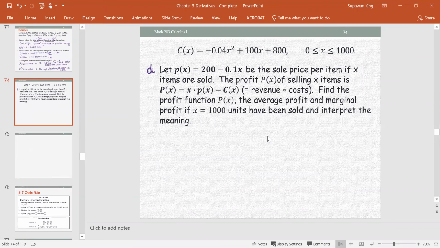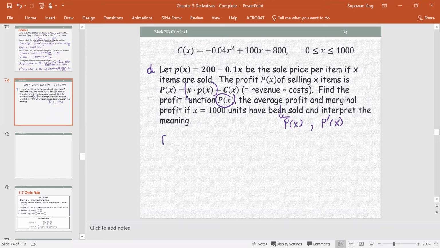In part D, let the price function P equal 200 minus 0.1x if x items are sold. The profit, represented by capital P of x, of selling x items is P of x equals x times the price function minus C of x, or the revenue minus the cost, where the revenue is x times the price function. Find the profit function, the average profit, which is P bar of x, and the marginal profit, which is P prime of x, if x equals 1,000 units have been sold, and interpret the meaning.